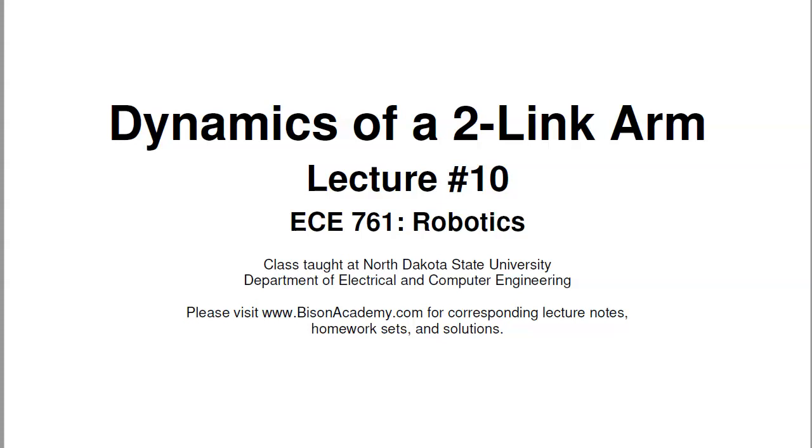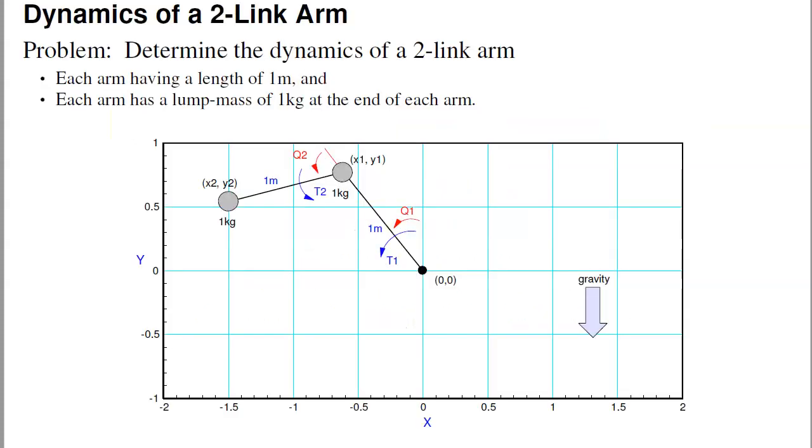Welcome to ECE 761, lecture number 10, Dynamics of a two-link arm. In the previous lecture, we looked at coming up with the Lagrangian dynamics for a system. This lecture looks at the application of finding the dynamics of a two-link robot arm. We'd actually like to find the dynamics of a three-link arm, but that's about a 10-page derivation. So just to keep things manageable, we'll just do a two-link arm.